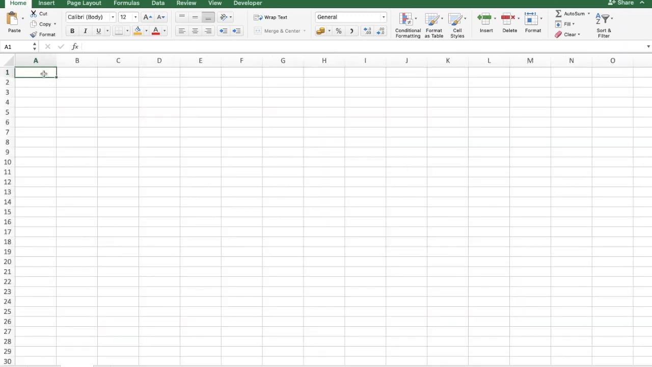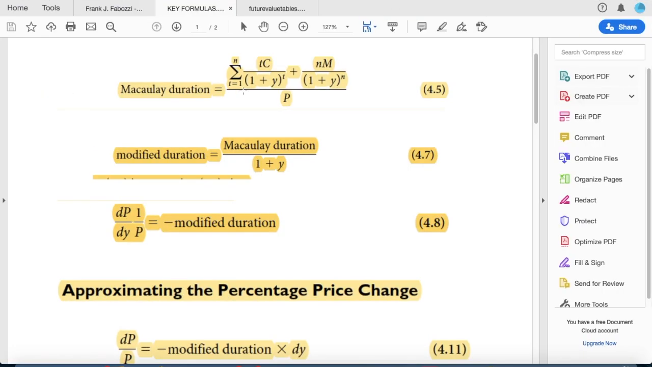So let's start with bond A. Okay. Now I will build a table using Excel. The first row is T, which is the time. Then the second row is the coupon payment. Then the third row is 1 plus y power t.